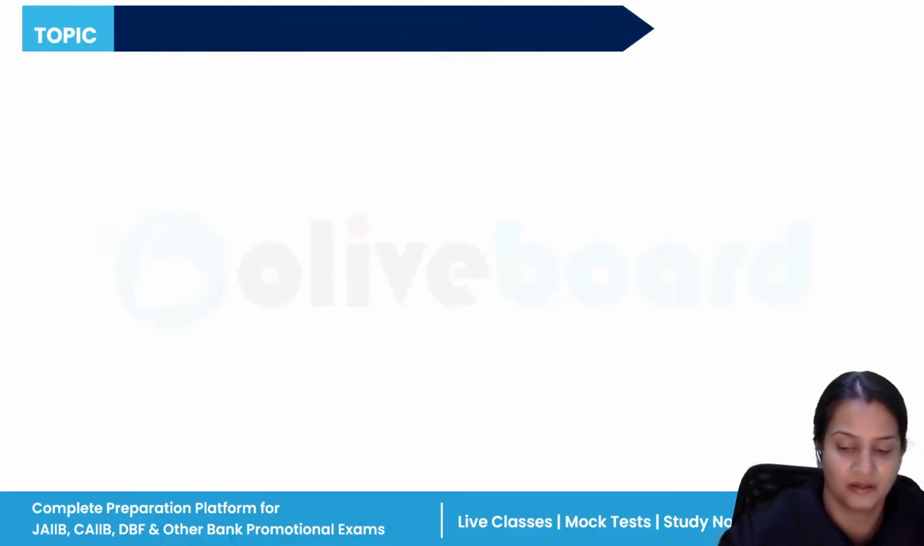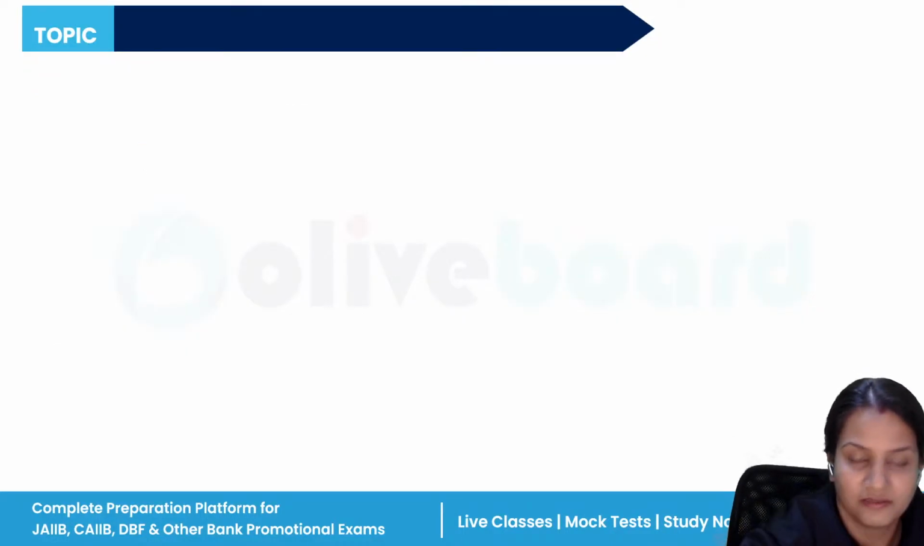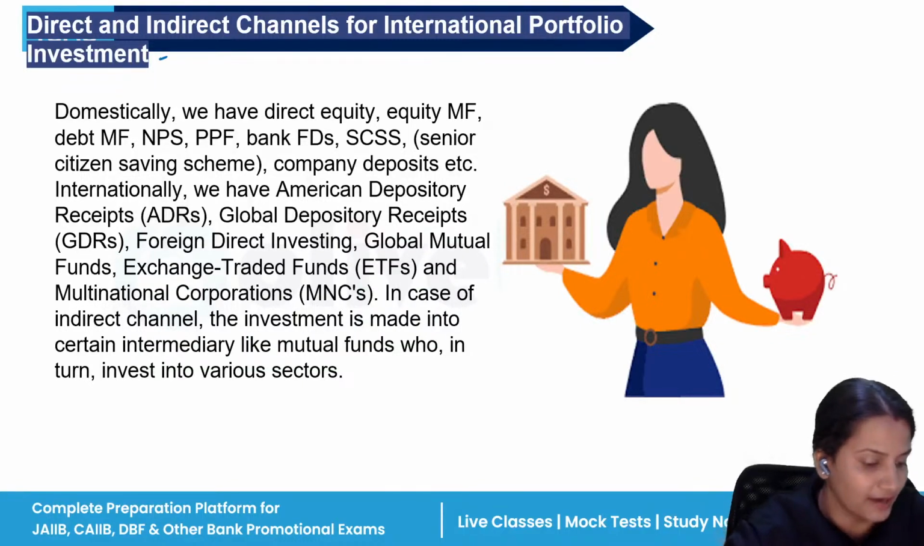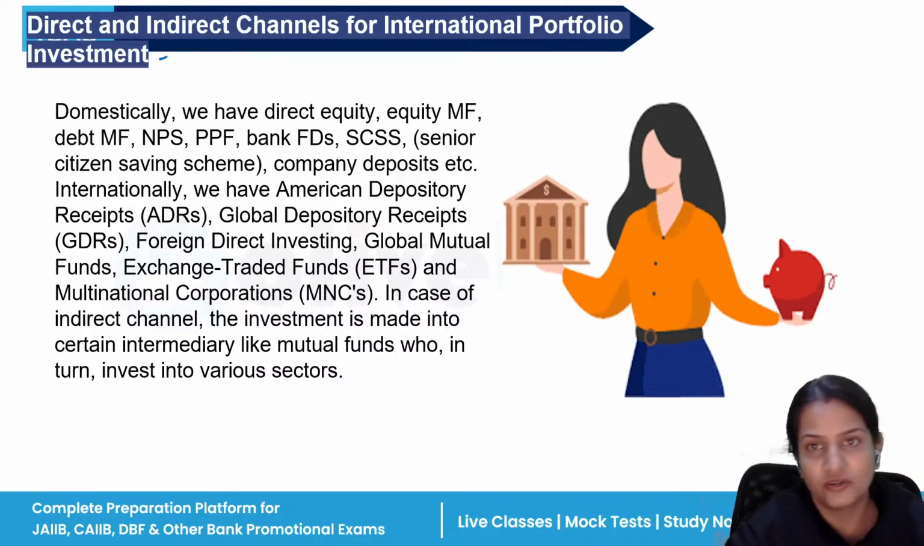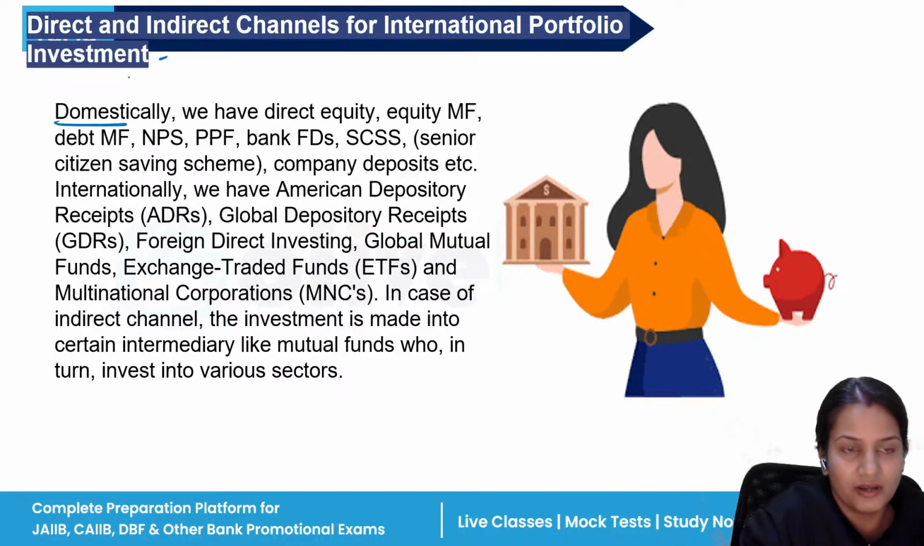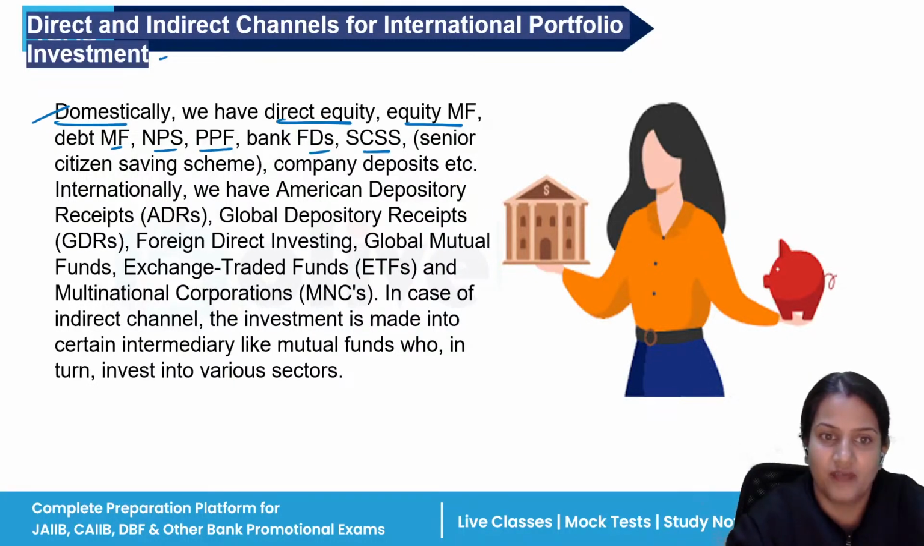Now next. Okay. So now, direct and indirect channels for international investment. It basically tells the ways to invest in the international market. So directly, you invest in the domestic country. Domestically, we have different channels, different ways of investing. We have direct equity, equity mutual funds, debt mutual funds, NPS, PPF, bank, SCSS. So these are all domestic, that is, of our country.